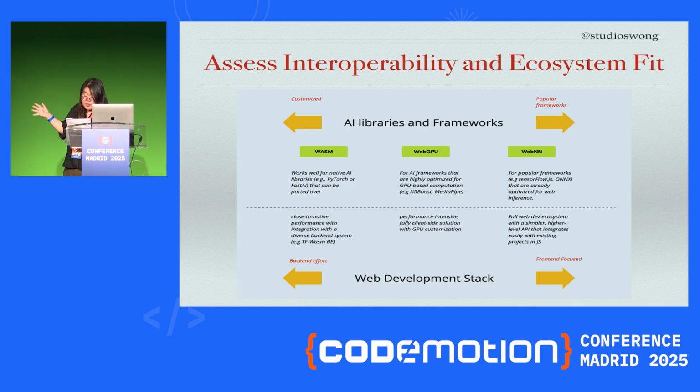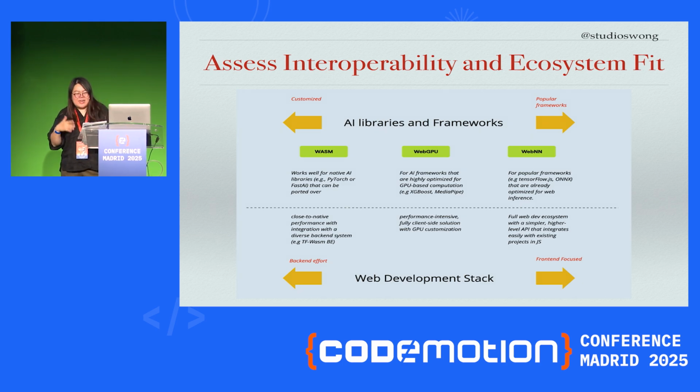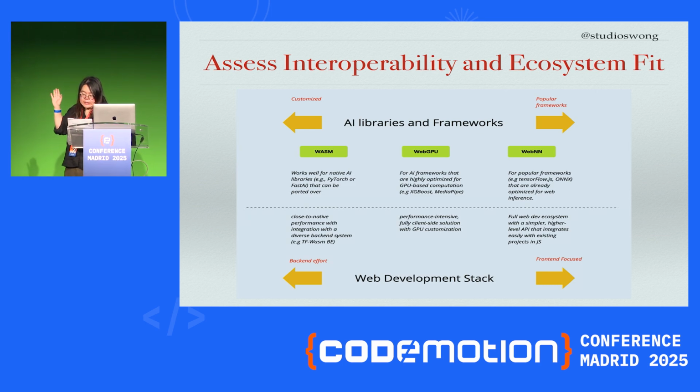And in WebGPU, sometimes you're using AI frameworks that are more optimized for WebGPU computation. Like, I don't know if anyone uses XGBoost, or if you use MediaPipe, for example, then they will pretty much require WebGPU. But again, it requires a lot of manual work if you want to configure the usage of WebGPU with those APIs. And WebNN, it's a popular framework again, but you can only utilize popular frameworks right now with WebNN. And also you need to consider your team's development stack.